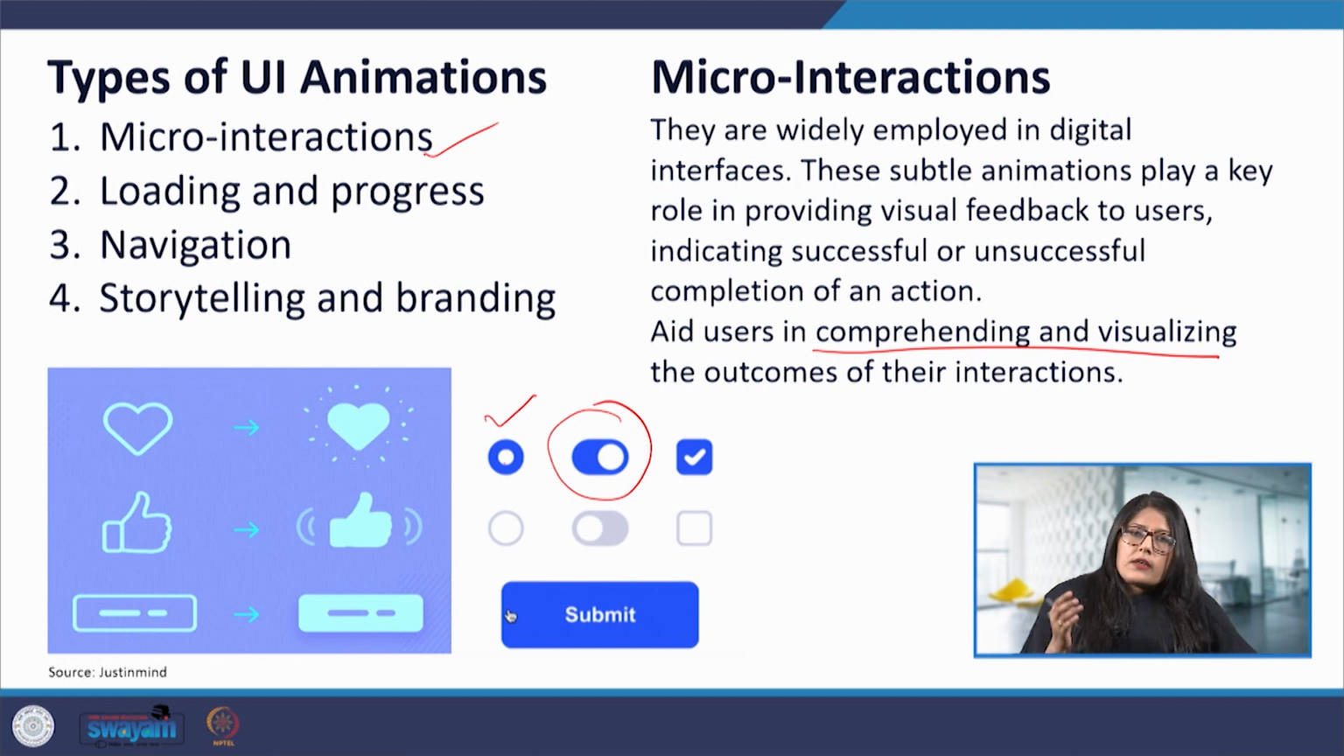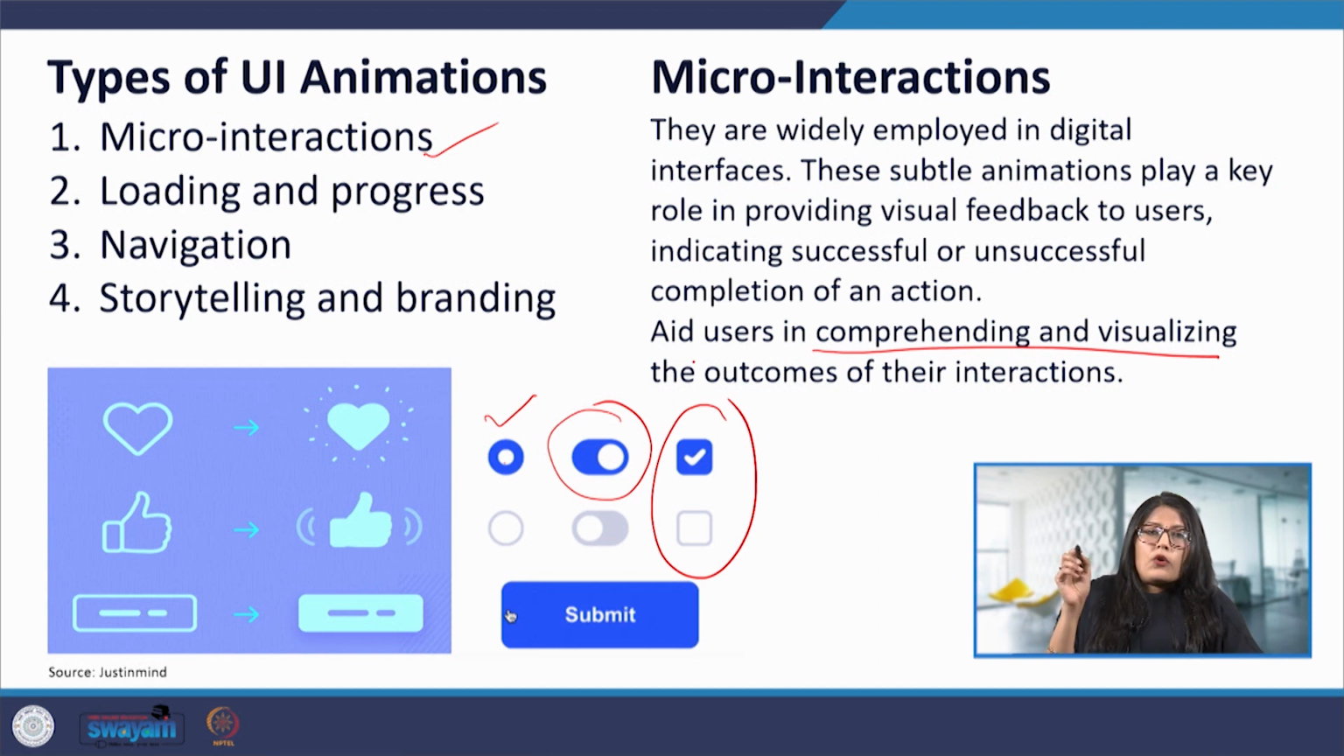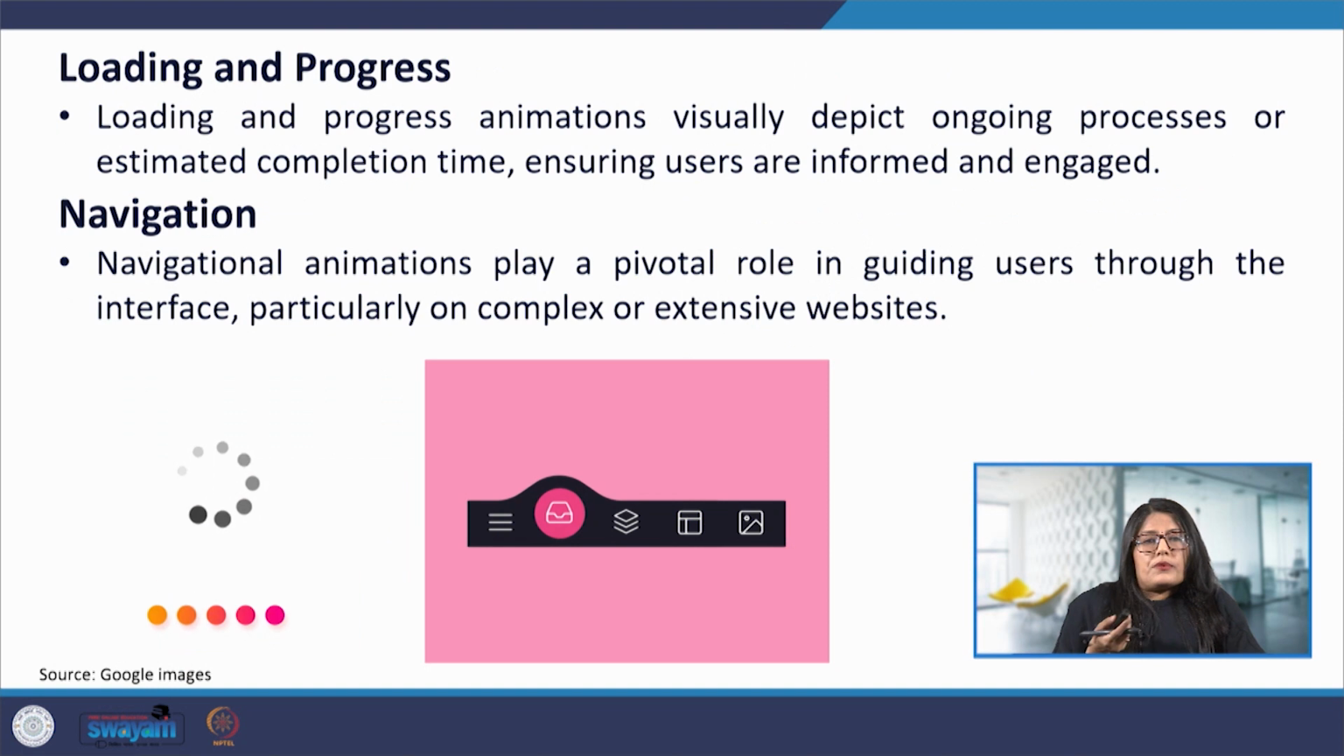So, if a button says on, once it has moved to a green state, we know it is on. That means the interface is ready for further exploration. Similarly, for example, here ticking of the box shows that this choice has been recorded by the system.